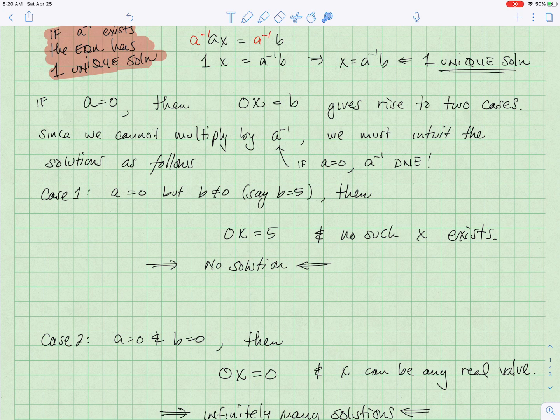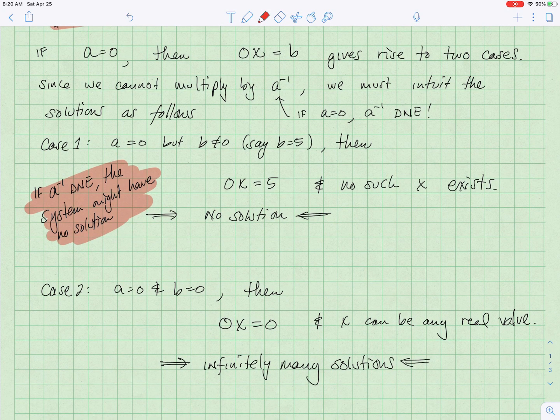So if A inverse does not exist, the system might have no solution, especially if the other side of the equation is a non-zero constant. So that's our little result here.